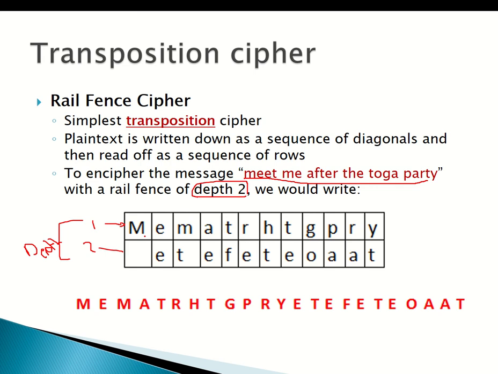And we start writing the letters like this: m, e, and then we continue e, t, m, e, and then a, f, t, e, r, and so on, to the last letter. All right, this is how we write it.